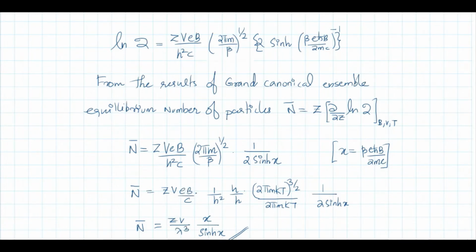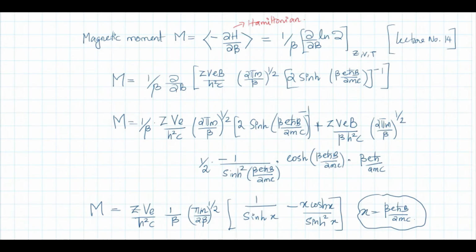And this eB and this h by 2 pi, eB h cut, divided by 2mc, along with the beta, is x. Here this 1 by kt is actually beta. So this is beta e h cut b by 2mc. The remaining terms you can call x. So n bar is zv divided by lambda cube into x by sinh x. We got a nice expression for the total equilibrium number of particles.